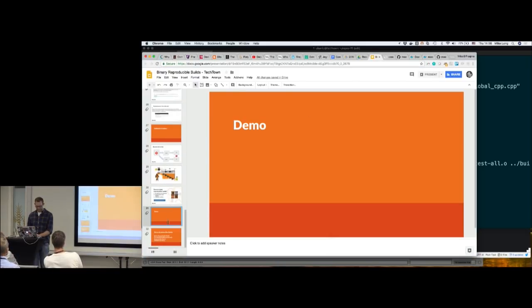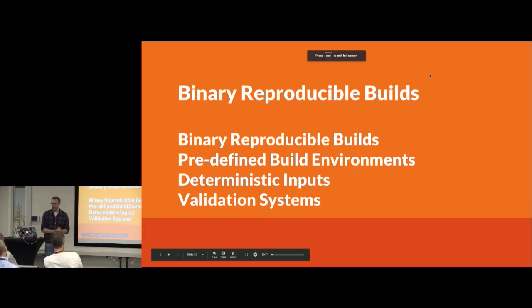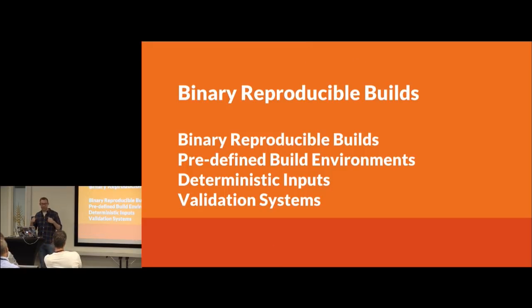Right. So that was what I had planned for you today. I hope that was what you were expecting. So we talked a bit about binary reproducible builds, why they're interesting. Looked at how to make these predefined build environments with Docker, how to make sure your code and your environment is deterministic, and how to check it. Thanks a lot. We have time for a couple of questions, if that's interesting.